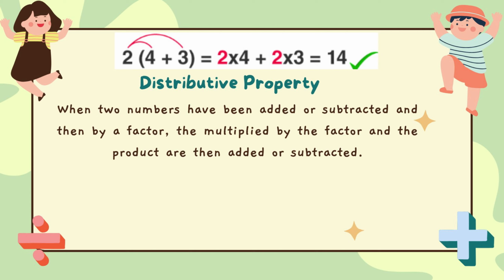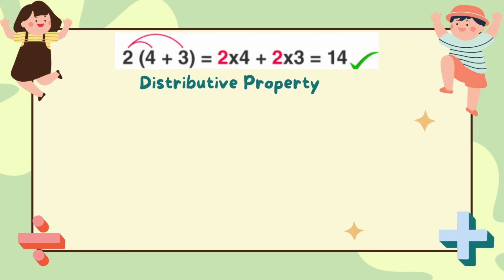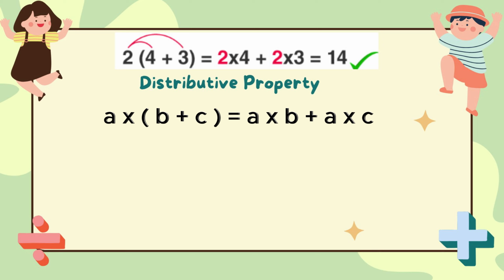Distributive property: when two numbers have been added or subtracted and then multiplied by a factor, the product of each is then added or subtracted. Now, if I have A times the quantity of B plus C, then A multiplied by B gives A times B, and A again multiplied by C gives A times C. This is addition because the given operation is addition.